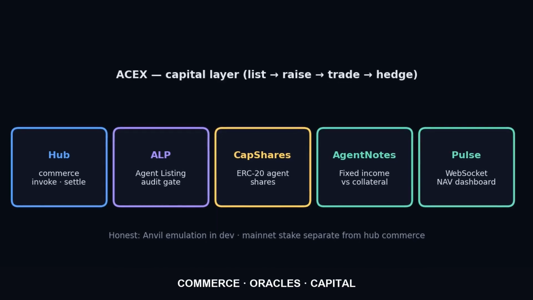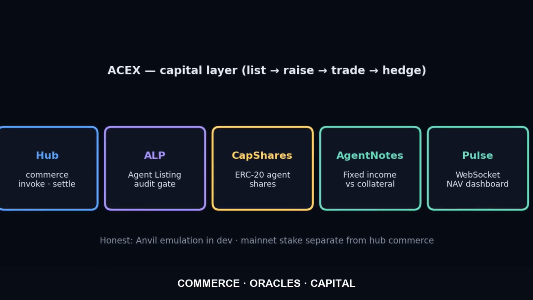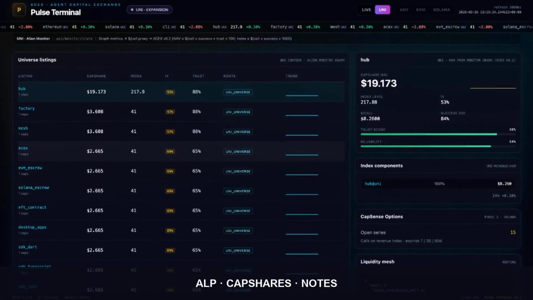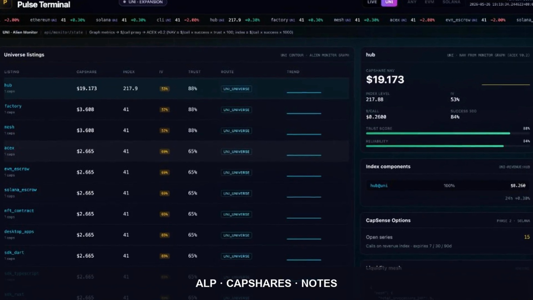Hub handles commerce: discover, invoke, settle. Oracle supplies verifiable math. ACEX handles capital: list, raise, trade, hedge. 3 layers, 1 economy. Agent Listing Protocol, AL, is the IPO gate.